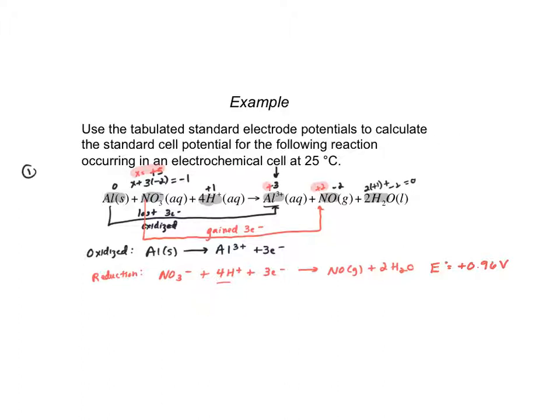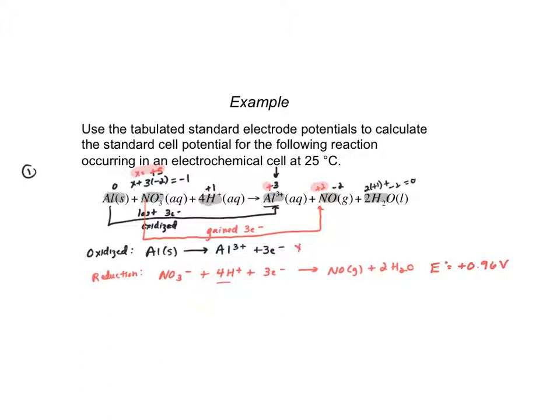Then you will go in and look for aluminum going to aluminum 3+ plus 3 electrons. But that would be wrong. Why would that be wrong? What are you going to find in the table? You're not going to find oxidations. You're going to find reductions, right?